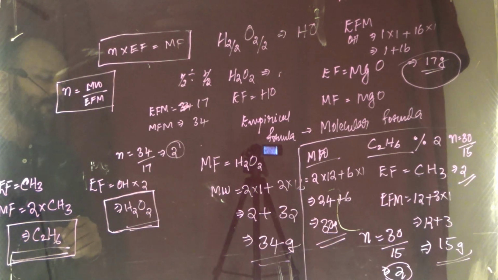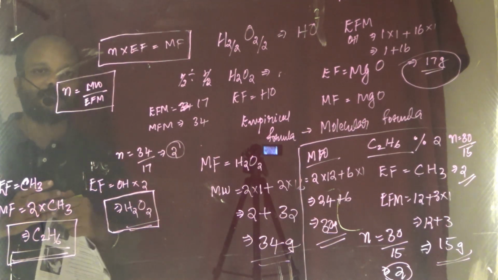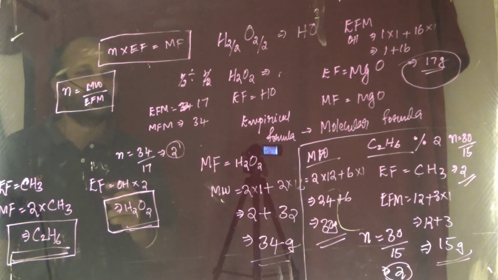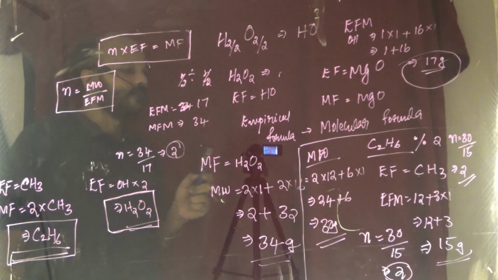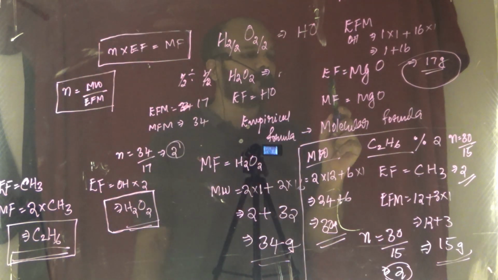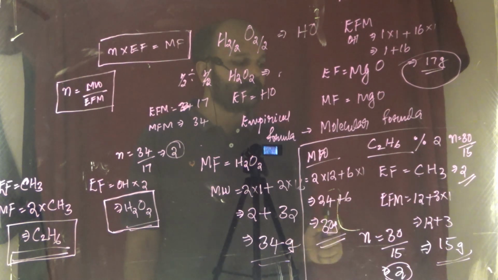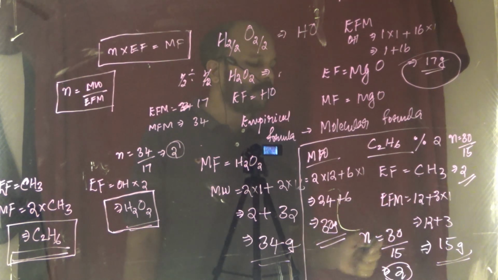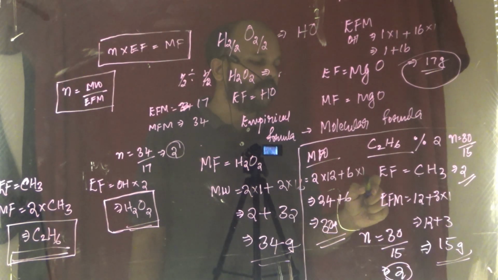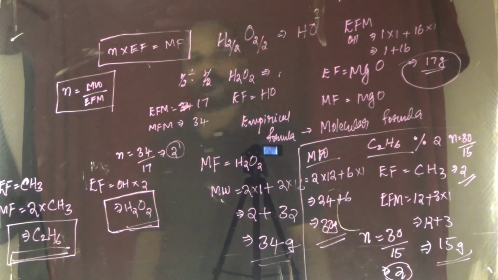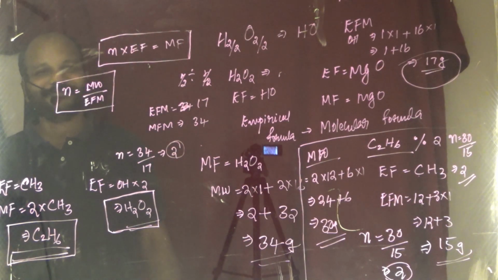So it is pretty easy, the relation between empirical formula and molecular formula. First find the empirical formula mass. Then if you know the molecular formula, you find the molecular weight. So n is equal to molecular formula mass divided by empirical formula mass. If you multiply the empirical formula by n, you will get the molecular formula. So this is the relation.